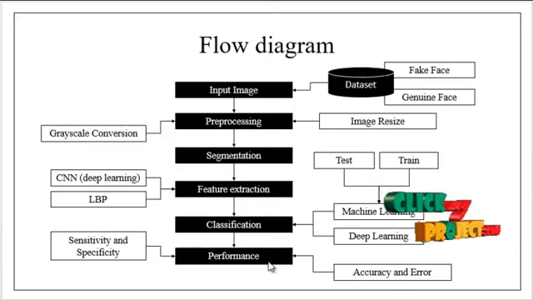Then finally, performance estimation. The result of the classification will be genuine or fake. In the case of genuine, it will be authenticated. In the case of fake, it will not be authenticated. After the classification, the performance will be evaluated based on accuracy, sensitivity and specificity.